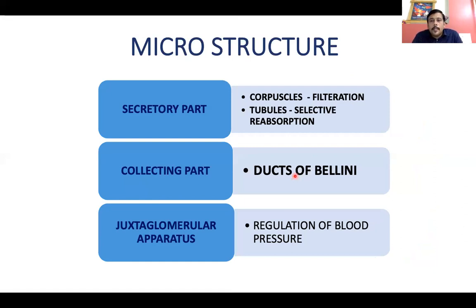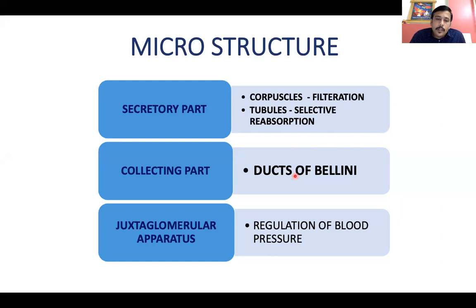Coming to the microstructure. This is also in brief only. The microstructure is actually divided into 3 aspects here. One is the secretory part, the other one is the collecting part, and the other one is the juxtaglomerular apparatus. So the secretory part will have the renal corpuscles, which are meant for the filtration, and the renal tubules, which are meant for the selective reabsorption. And the collecting part mainly ends in the ducts of Bellini, which will open into the apex of the pyramid through the renal papilla.